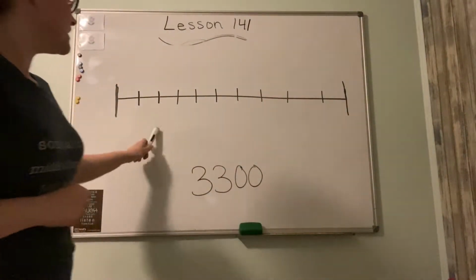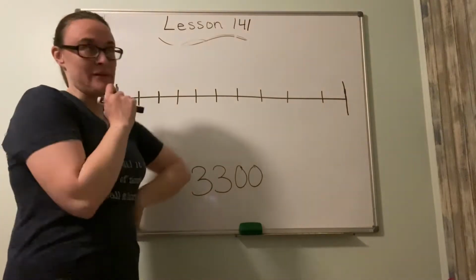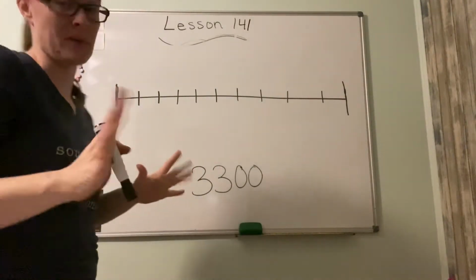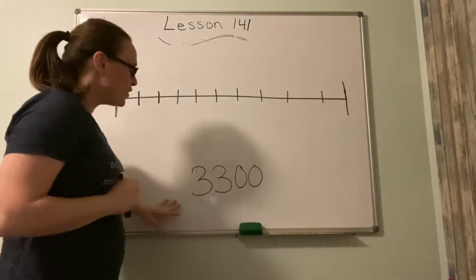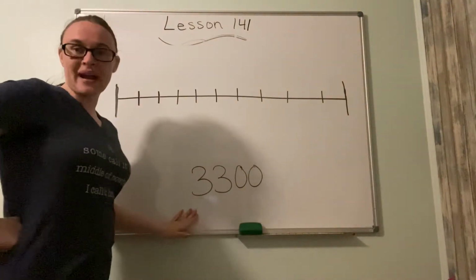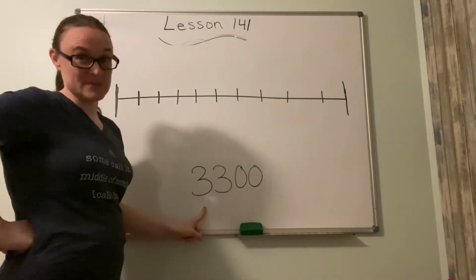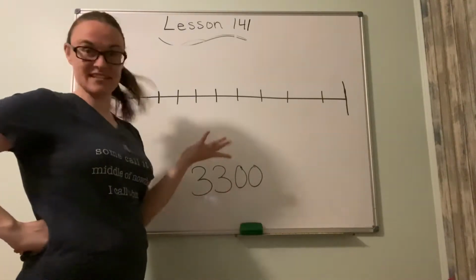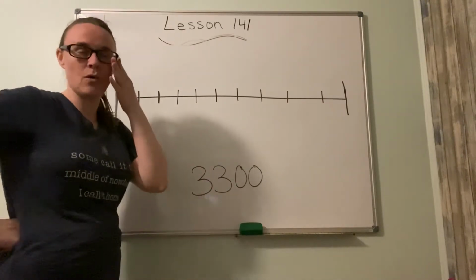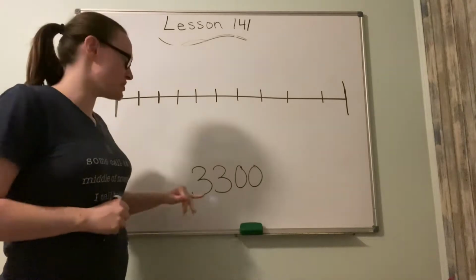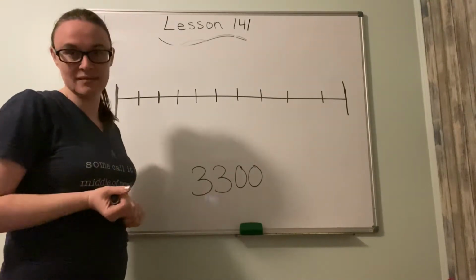Now, today we're going to be looking at number lines. Now, I know you all love number lines, but it'll be okay. We're going to do this together. What number do I have written here at the bottom? 3,300. That's it, 3,300. Now, what two different thousandth numbers is 3,300 between?